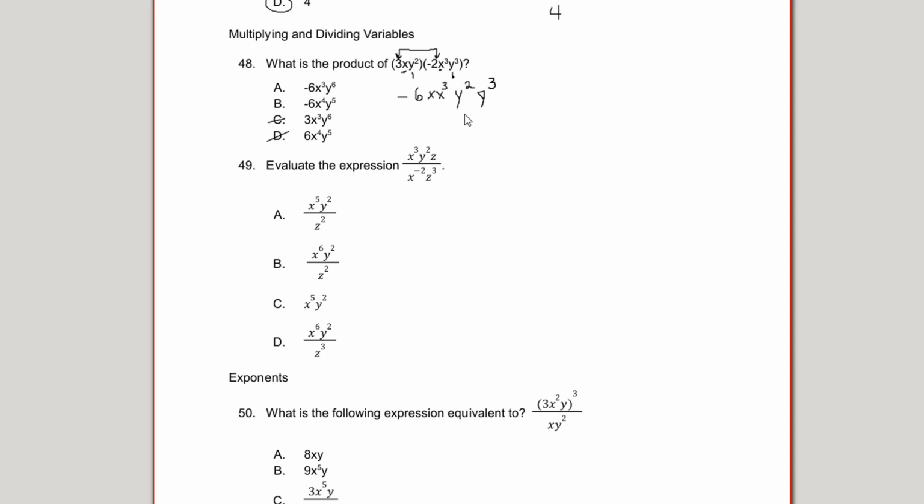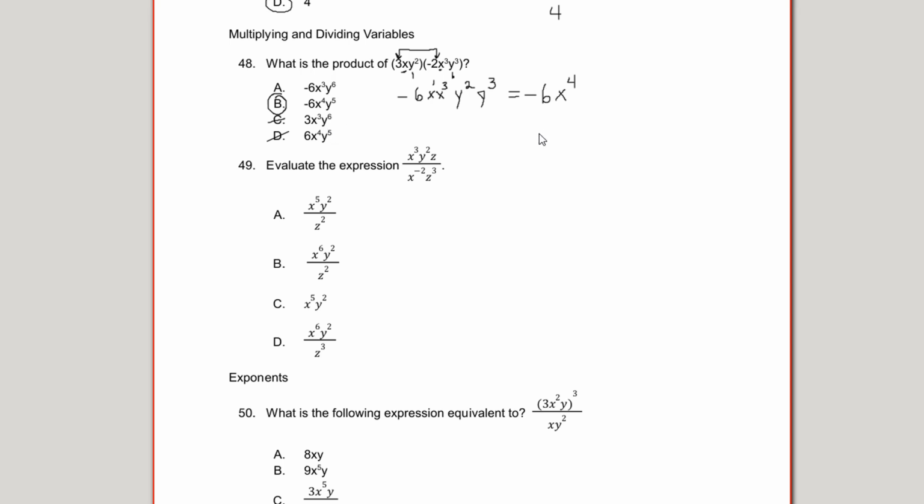Now, for same base variables, we can add the exponents. So let's keep our negative 6. For the X, we assume a 1. 1 plus 3 is 4. So we have X to the 4th. For speed's sake, we can begin looking at the X term. I'm going to look at answer choice B, where it's X to the 4th. That's X to the 3rd. It's going to be answer choice B, but let's keep going.